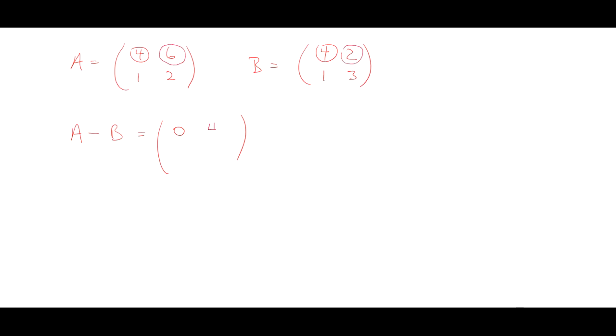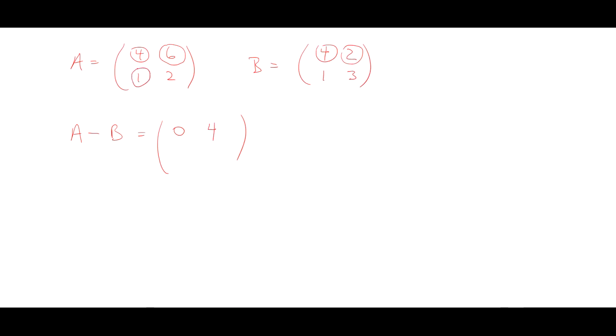So we have A is 4, 6, 1, 2, and B is, let's say, 4, 1, 2, 3, right? And we want to find the matrix A minus B, right? What we're going to do, we're going to take the 4 and we're going to subtract 4. We're going to get 0. We're going to take 6 and subtract 2. We're going to get 4.